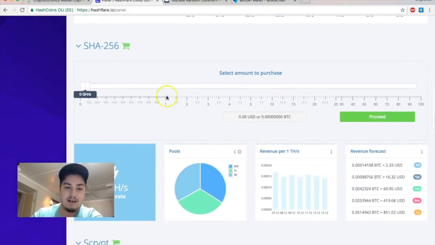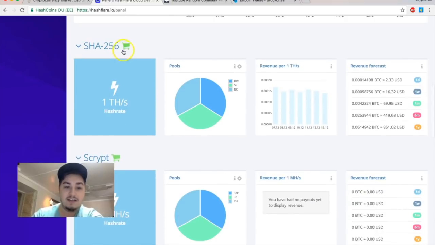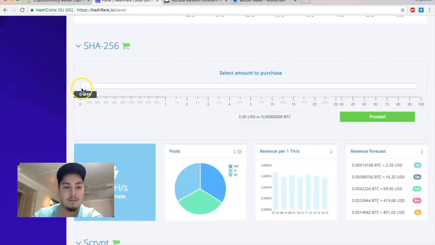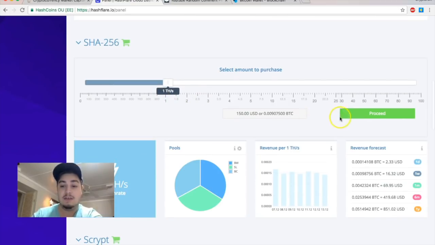If I come down here, obviously this is the SHA contracts here. To click this little cart here is where you would go to buy it. Currently 1 terahash is $150. I recommend starting out with anywhere above 1 terahash, so 1 terahash or above, and you can proceed to the checkout and you would pay with US dollars or Bitcoin.